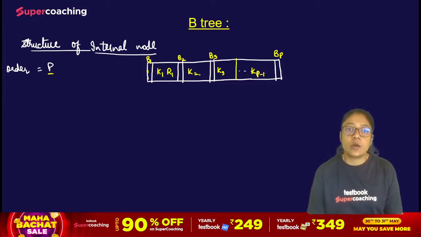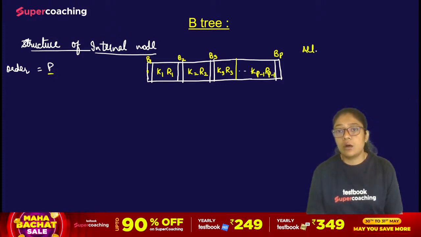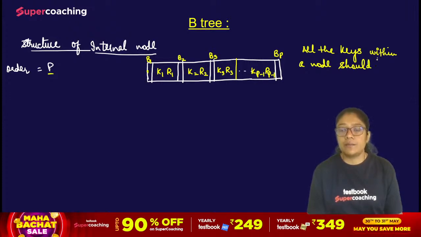After that, corresponding to every key, there is a record pointer because here it is not going to support the sequential access. Record pointer 1, record 2, record 3, and RP minus 1. Now, what about the arrangement of these keys? We have already said that all the keys within a node should be in increasing order.